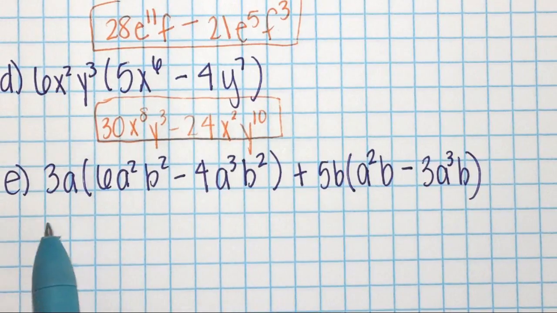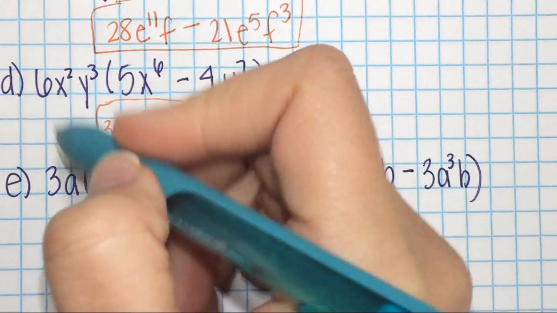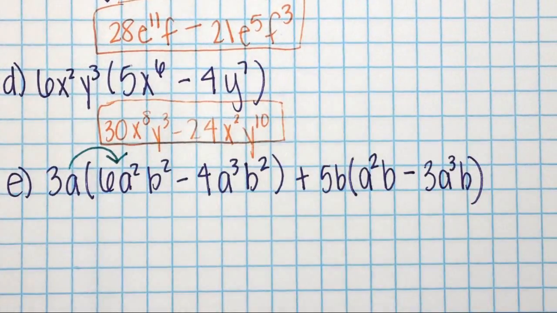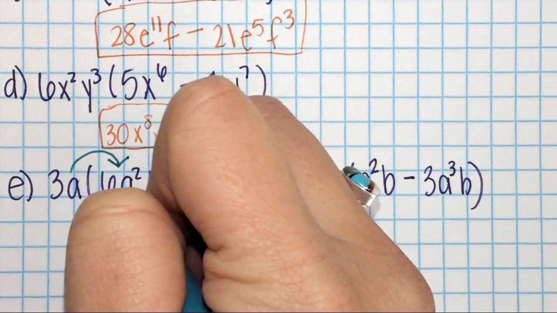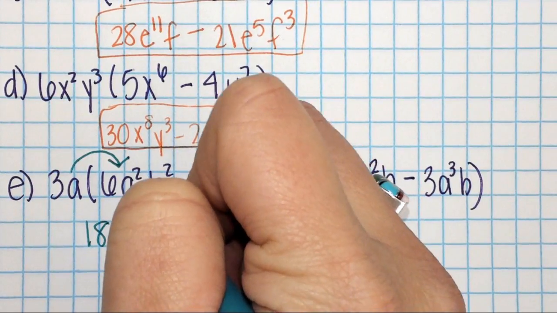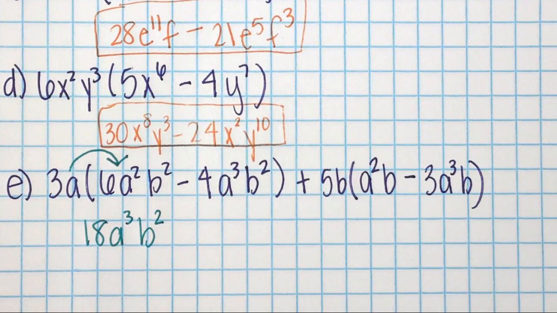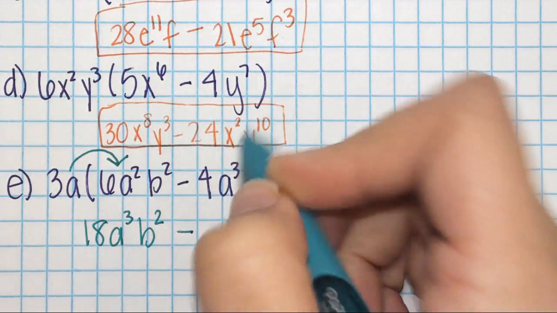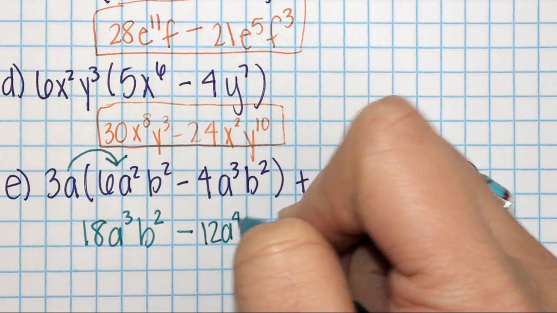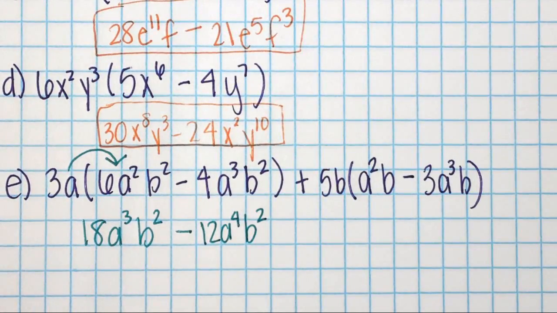Okay, so you distribute the first parentheses, right? We're going to do 3a times 6a squared b squared. It's 18a cubed b squared. Minus 12a to the fourth power b squared. Good. Yeah. All right. Are we ready?